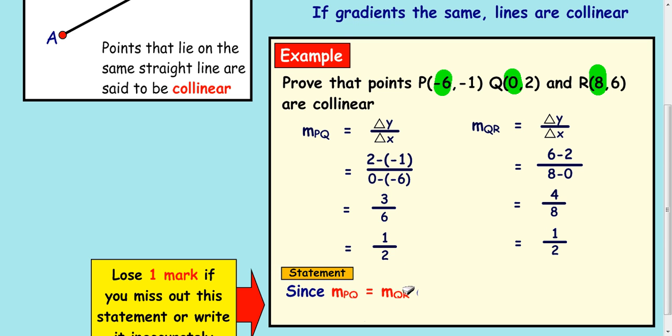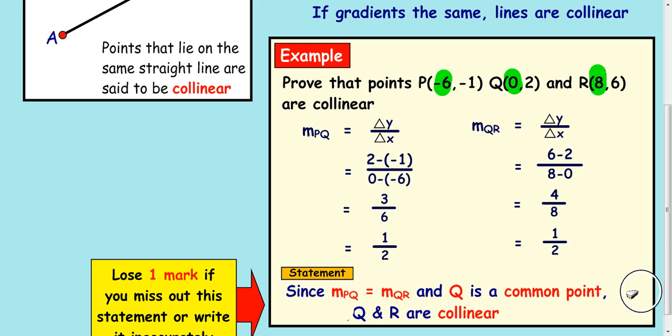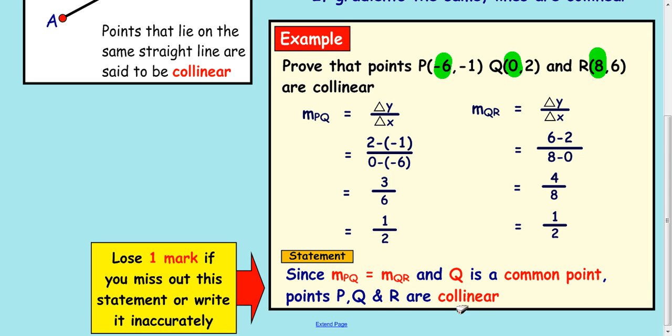Make a statement: since the gradients are equal and Q is a common point, points P, Q and R are collinear. You must put this in or you lose a mark.